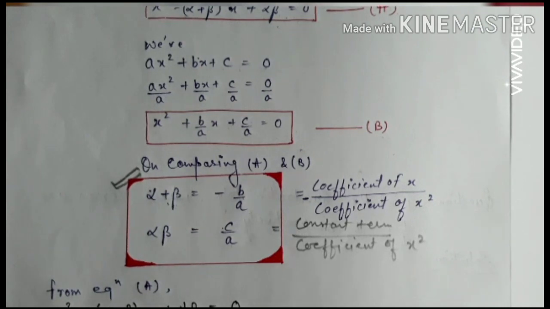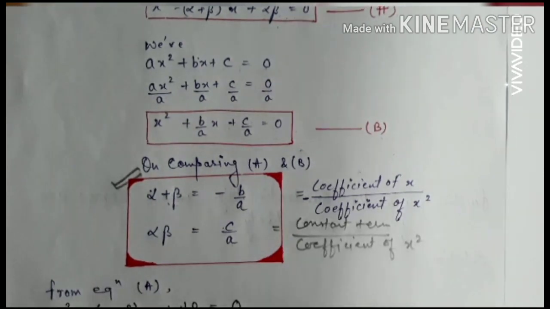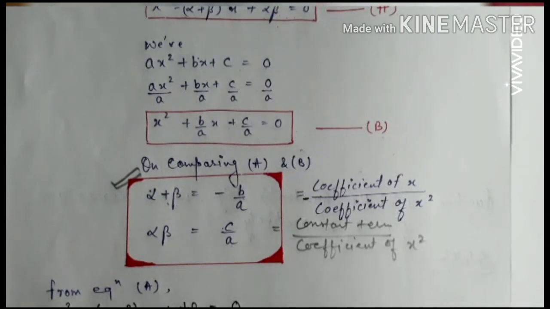If the roots are given, you can find the sum of roots and the product of roots, and then you will form the quadratic polynomial. So these two results are the main things. You have to remember these two results. With the help of these two results, we will do exercise 2.2.